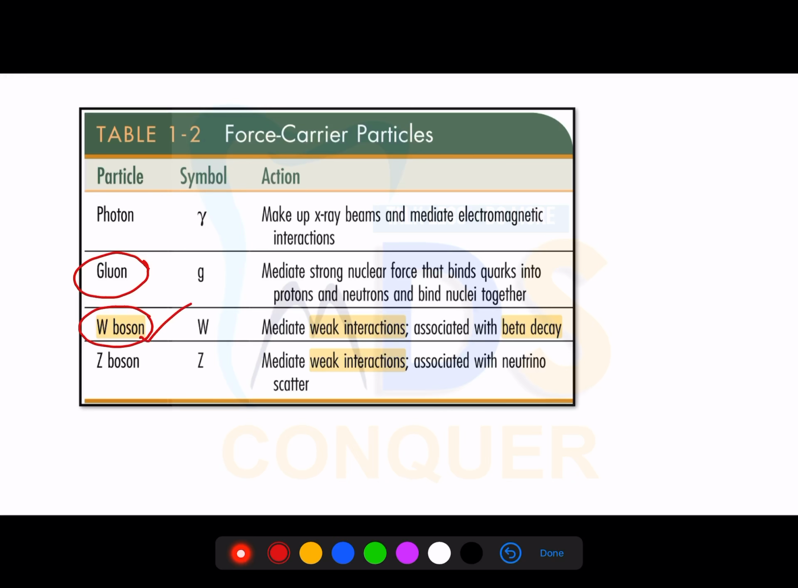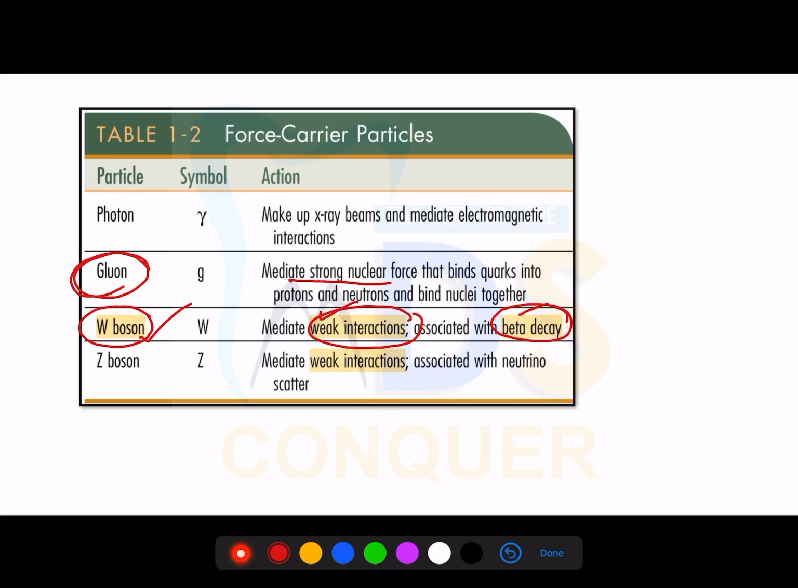And this W boson has also another importance, that is beta decay. So the two important points regarding the W boson include weak interactions, and they are also associated with the beta decay. And if you take the gluon, they mediate the strong nuclear forces. The strong nuclear forces are mediated by gluon.